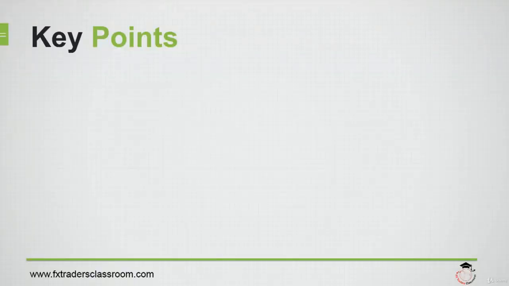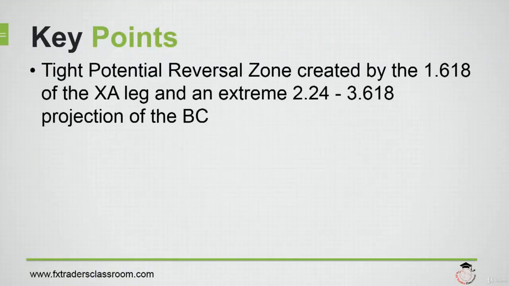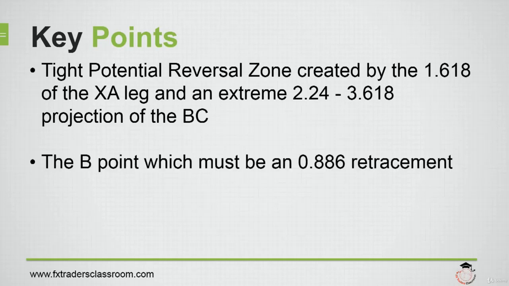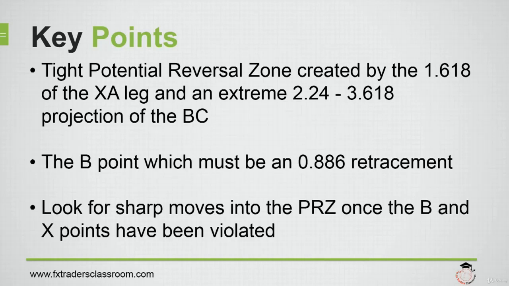To close out this lesson, let's go over the key points. First, just like the crab pattern, we have a tight potential reversal zone created by the 1.618 of the XA leg and the extreme 2.24 to 3.618 projection of the BC leg. Next, the B point must be an 886 retracement. Again, we can go past the 886, but it has to be less than the X, and it must be at least the 886. And then we look for sharp moves into the PRZ, because once we get past the B and X points, we will have a sharp move into that PRZ. So we have to look for sharp moves into and out of it.